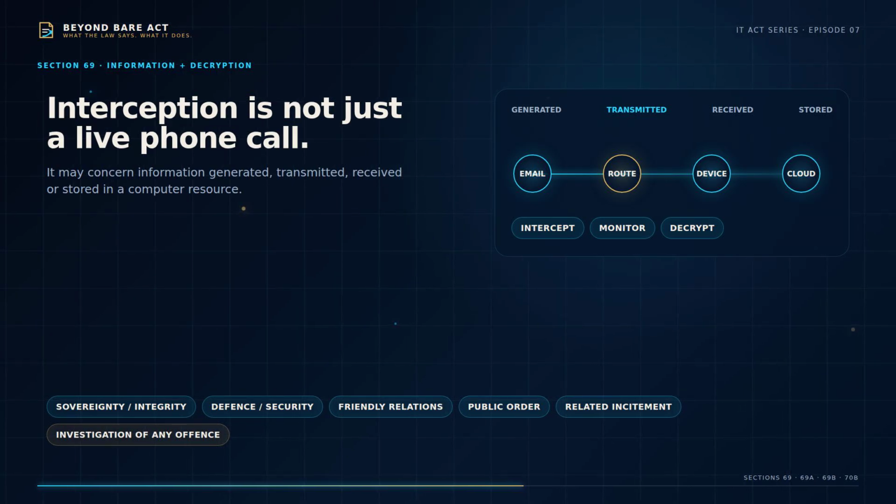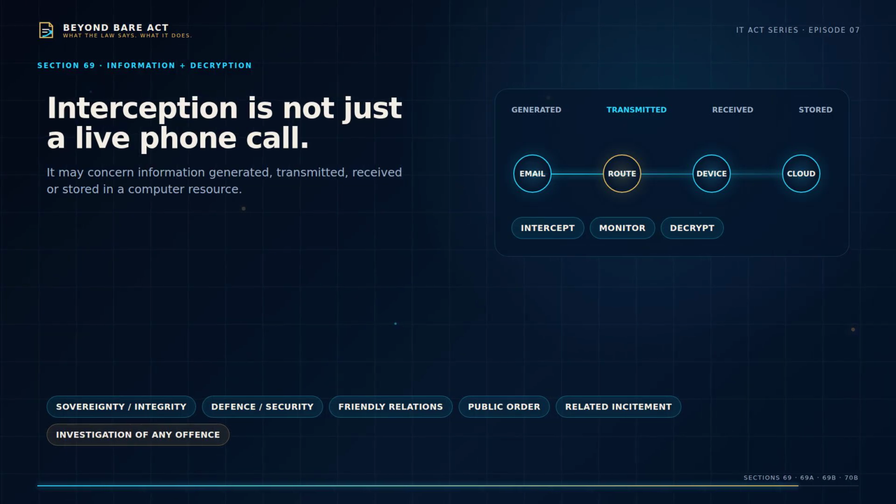Interception is broader than listening to a live telephone call. In the digital rules, it can include acquiring, viewing, inspecting, or diverting content so that it becomes available beyond the intended sender or recipient. Monitoring includes viewing, listening to, or recording information through a monitoring device. Decryption means converting encrypted information into an intelligible form. So the subject may be an email in transit, a direct message, a cloud file, or information already stored in a computer resource.